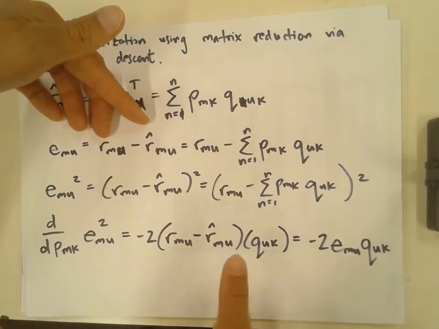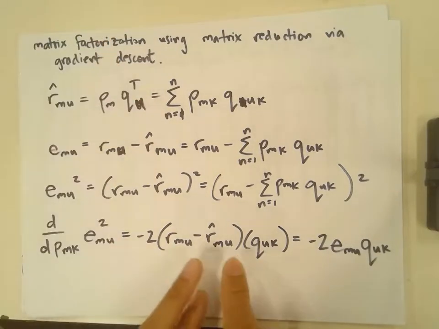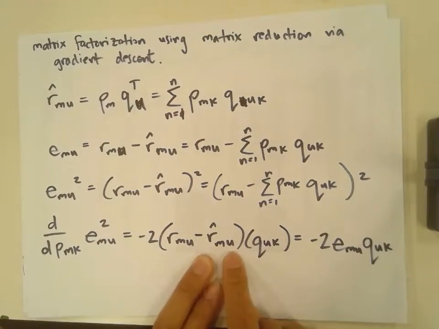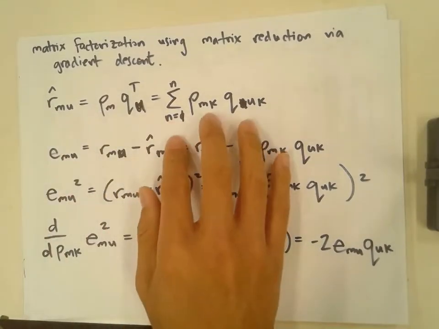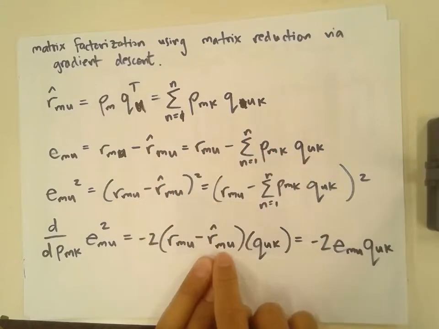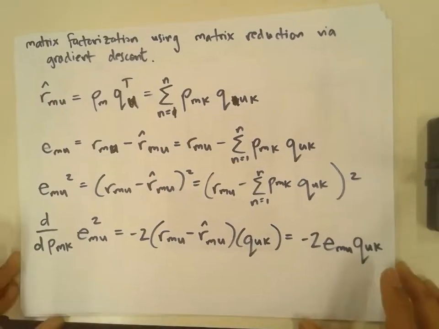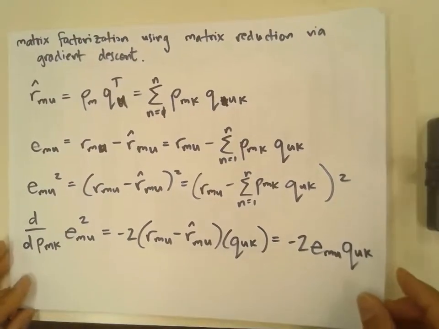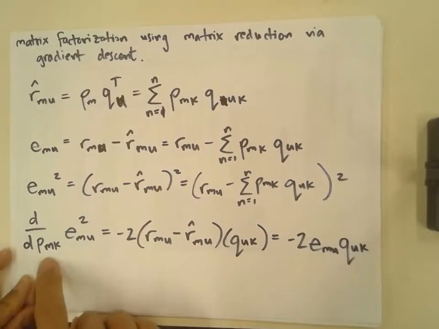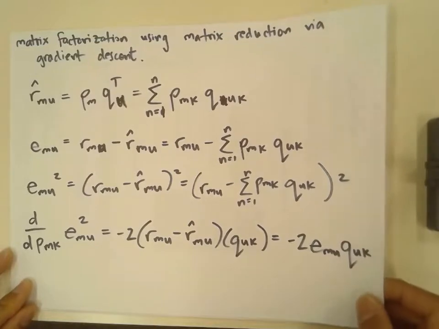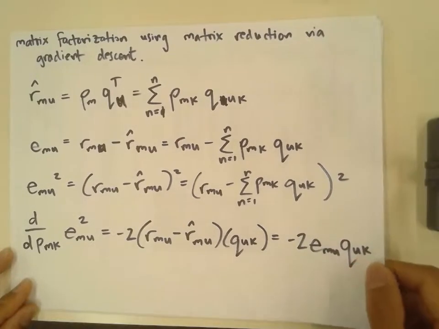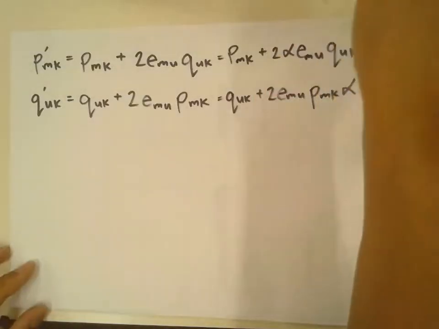But what is this equation? It is this here. And what is this r hat of mu? It is the summation. It's the row times column. It's right here. Okay. So this is going to be our partial derivative with respect to p of the error function. Now this is going to tell us whether we need to push up or push down.